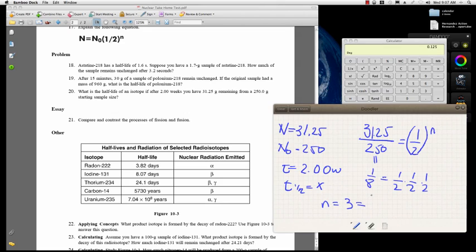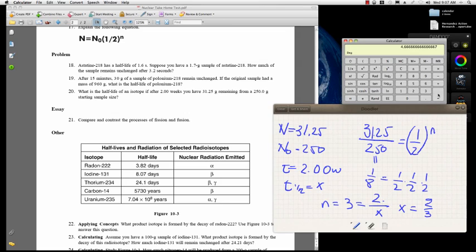Now solving for X, 2 weeks divided by X. So X works out to be 2/3 of a week. Do that in a calculator. 2 divided by 3 gives us this number. Multiply it by 7. It works out to be 4.66 days. 2/3 week or 4.66 days. And they didn't specify in the problem how they wanted the question answered.